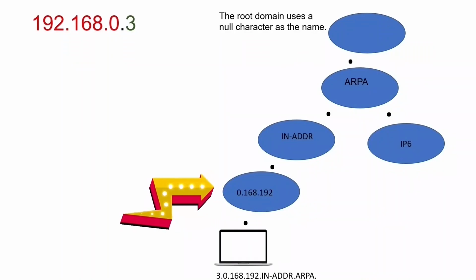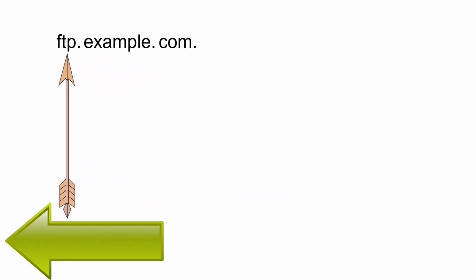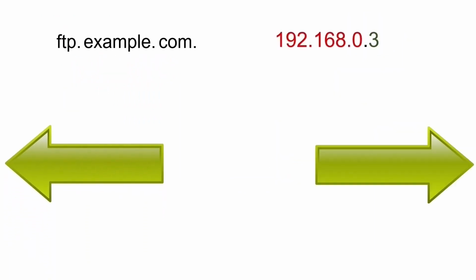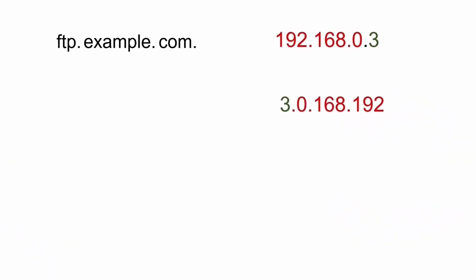To construct a domain tree for IP addresses, they used network addresses. But there was a problem. Unlike domain names, which are written from right to left in fully qualified domain names, network addresses are written from left to right in IP addresses. To solve this problem, they flipped the IP addresses in the domain tree. For example, the IP address 192.168.0.3 will be written as 3.0.168.192 in the domain tree.